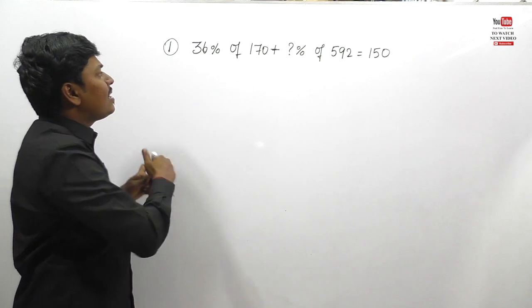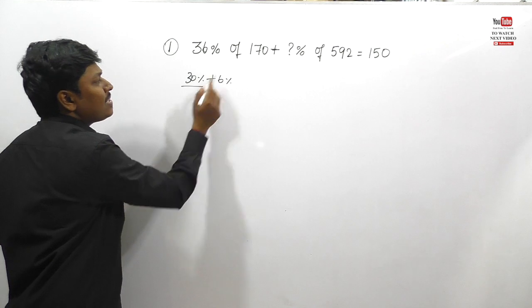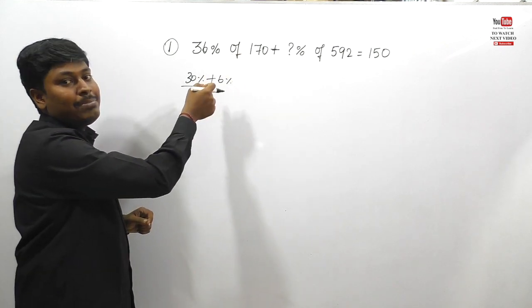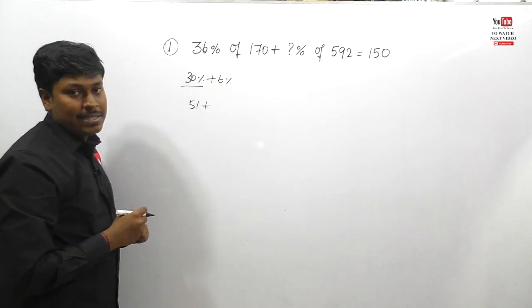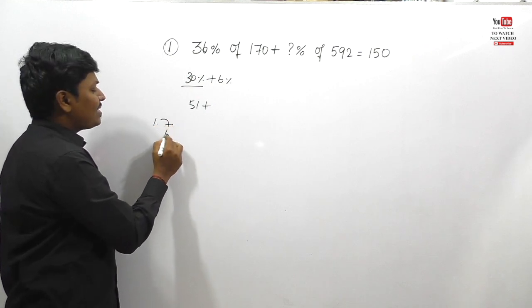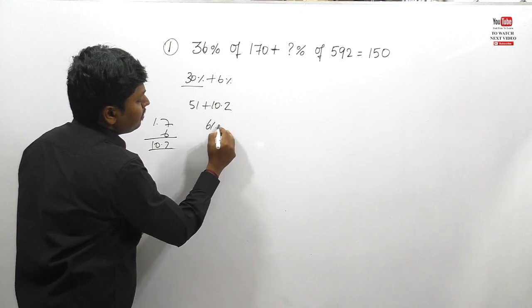My suggestion is this can be written as 30% plus 6%. 30% of 170: 10% of 170 will be 17. What about 30%? 17 into 3 will be 51. Next we need to calculate 6%. 1% of 170 will be 1.7. So 1.7 into 6 is 10.2. So 51 plus 10.2 is 61.2.